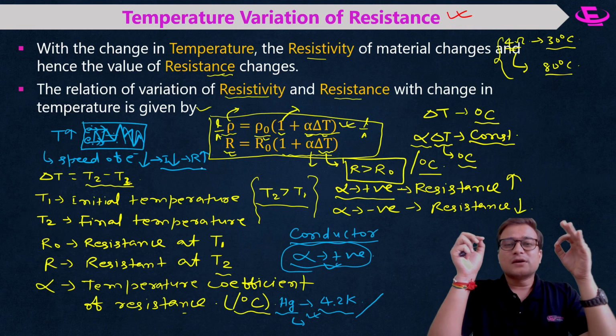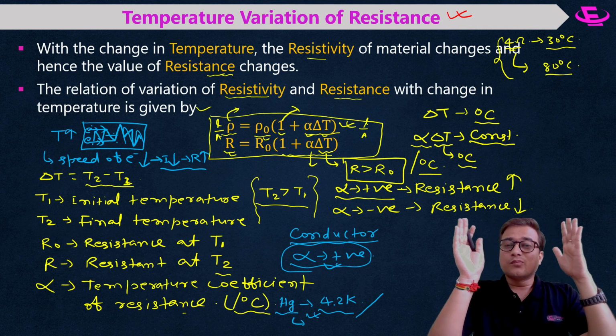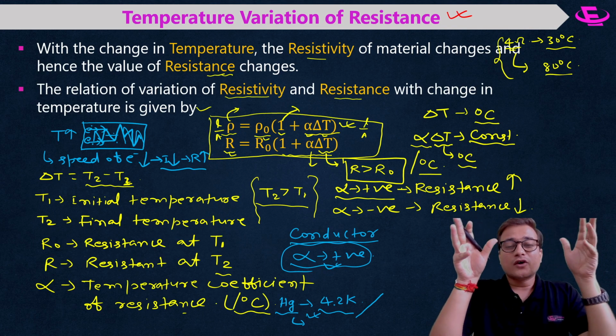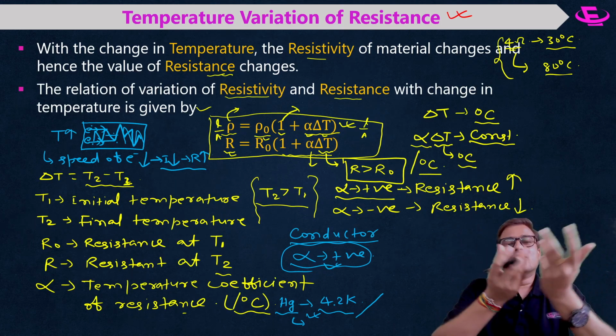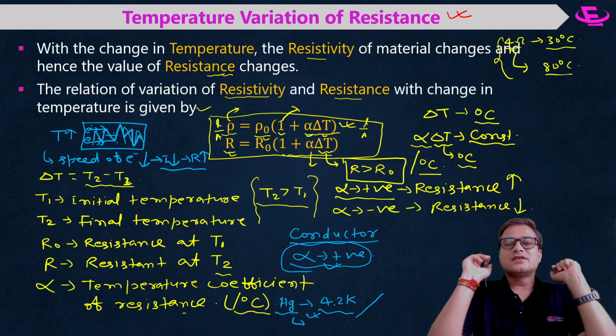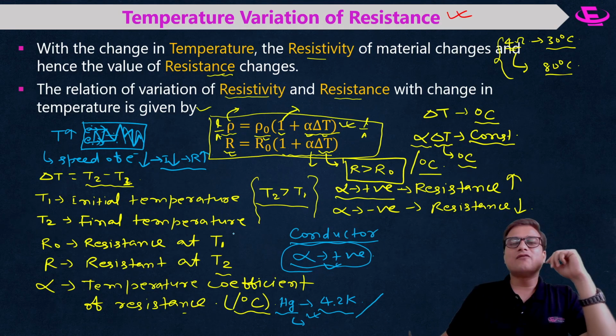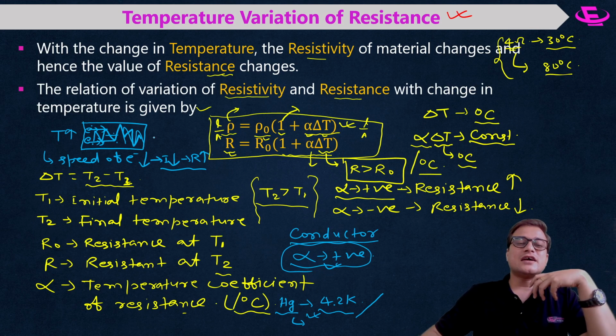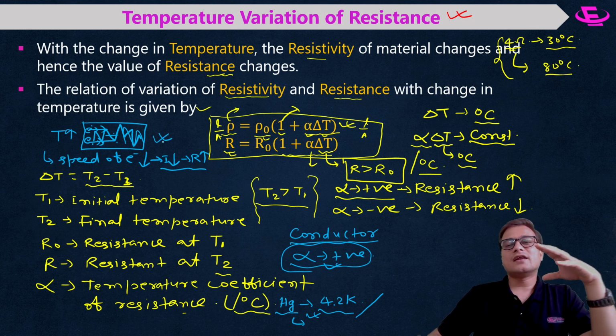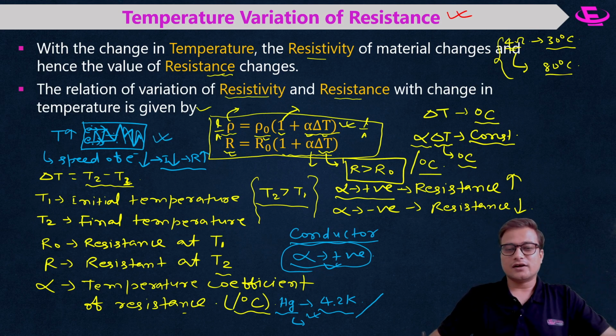This is a very important question from the interview point of view. If your interviewer asks why resistance increases with temperature in a conductor, and you say the simple answer that alpha is positive, they won't accept it. You will have to tell the actual reason. This is the main reason why resistance increases for a conductor. Clear? Now let us solve two numerical questions.